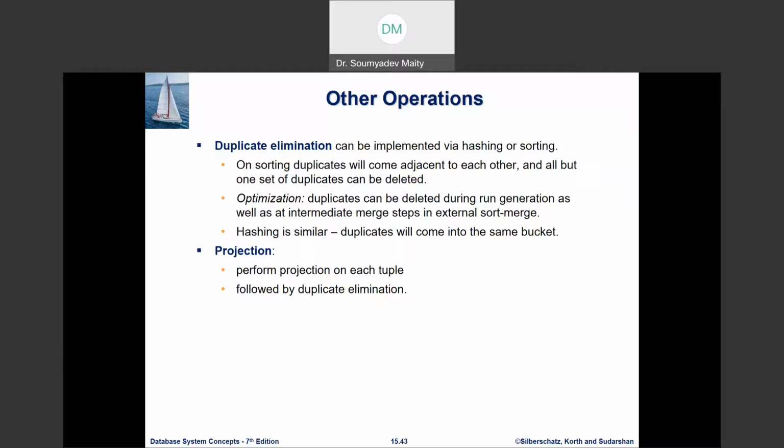Another way is to take advantage of hashing. If you are using hashing and the tuples are duplicates, then they will be mapped to the same bucket. And then also it is easy to identify the duplicate tuples and delete them.